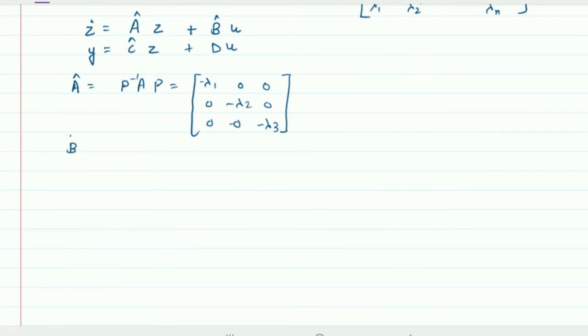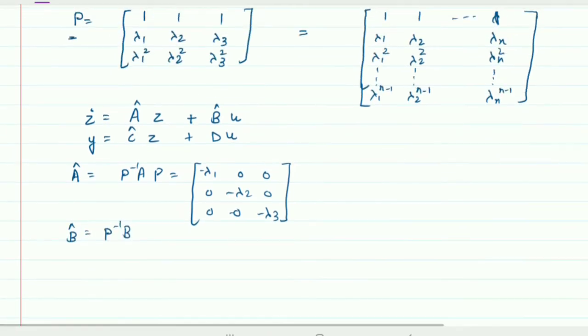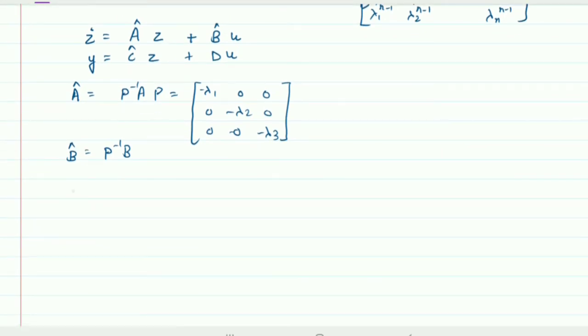The B hat matrix will be equal to P inverse B. You can solve this equation; you have the P matrix and the B matrix. Similarly, the C hat matrix is equal to C into the P matrix, and this will give you the CP matrix.